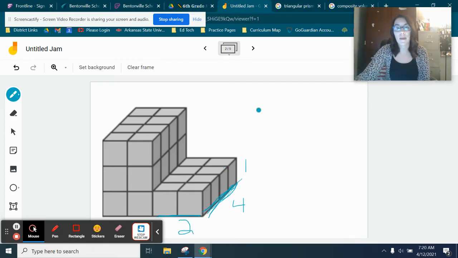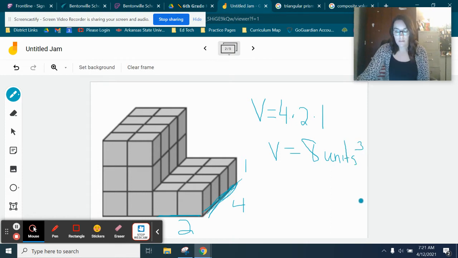So we could call this shape A. My volume would be volume equals 4 times 2 times 1. 4 times 2 is 8, times 1 is 8. So this would be 8, and we would say cubic units, or units cubed. I'm just going to put units cubed.